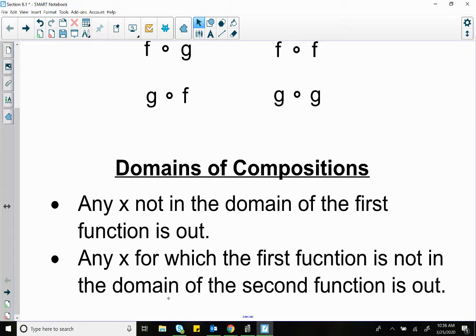I know this seems weird, but basically what it means is you look at the second function and you figure out what values are out on it. And then you set those values equal to the first function and solve. And that answer is the value that we have to throw out, because if we take that answer and plug it into this value, it gives us one of the no-no values for the second function. Again, you'll see that here in just a second. So let's do compositions. That's all 6.1 is about.